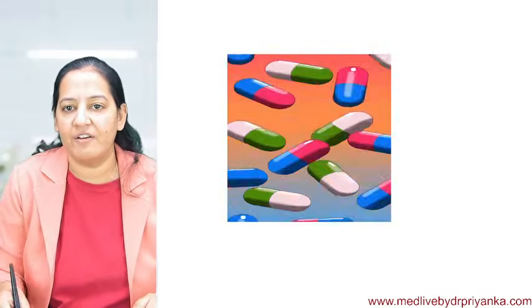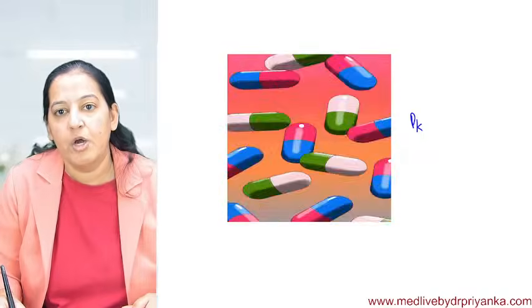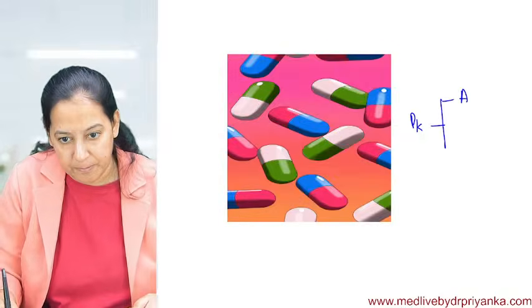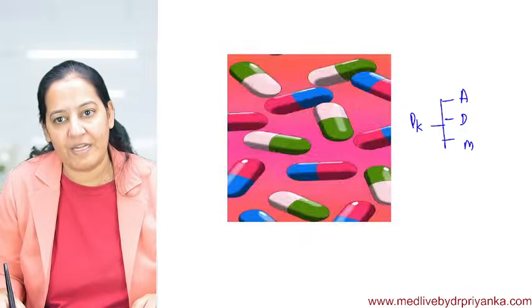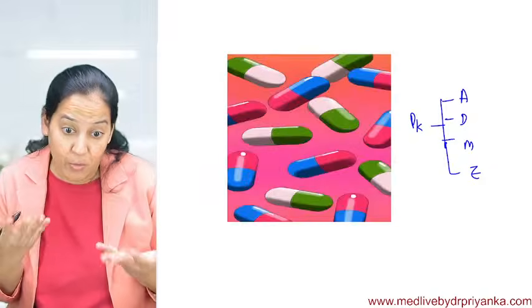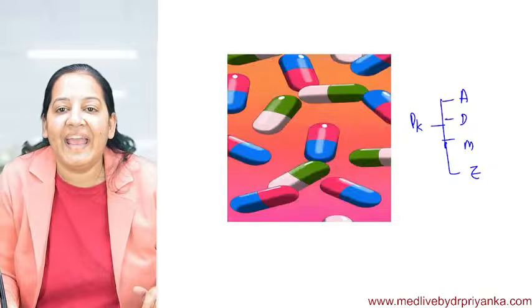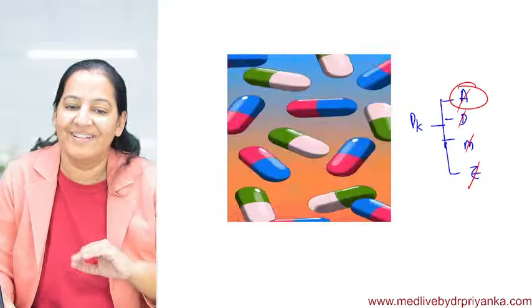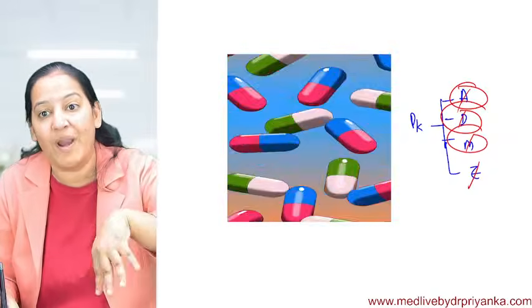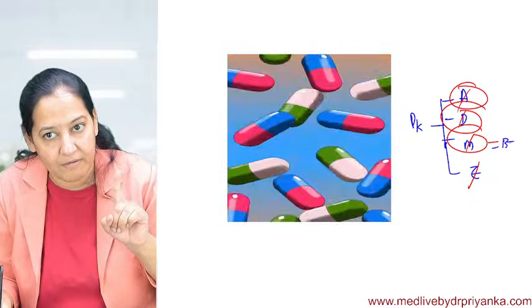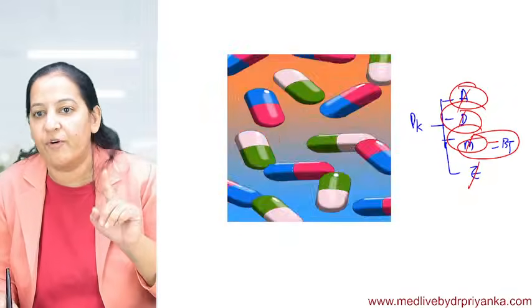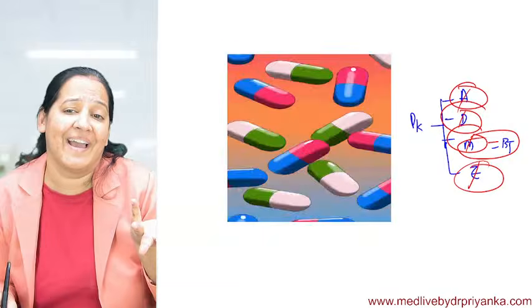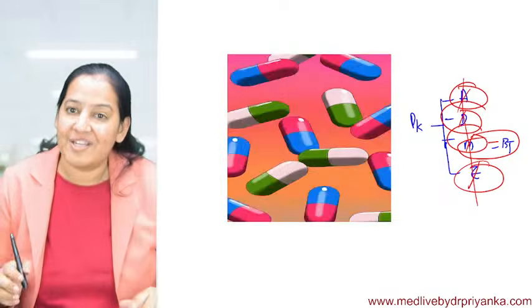Some people learn in the form of a mnemonic. What are the four parts of PK? Absorption, distribution, metabolism, and excretion. You can learn a mnemonic if you need: it is ADME, in sequence. The body first absorbs the drug, then distributes the drug, then metabolizes, also known as biotransforms. Don't forget, metabolism and biotransformation are one and the same thing. And finally, the body excretes the drug. So these are the four steps.